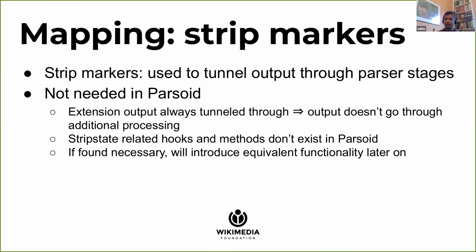And also strip markers I mentioned earlier, in Parsoid land, you really don't need to deal with them at all, because strip markers are a mechanism to tunnel your output through the parser stages. And since Parsoid automatically does it for you, you really don't need to deal with it. So I think all the hooks and methods related to strip markers will not exist in Parsoid. And if at all we find it's really necessary, we'll try to figure out what equivalent functionality is and add that later on.